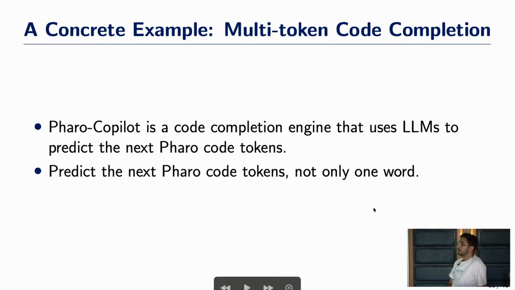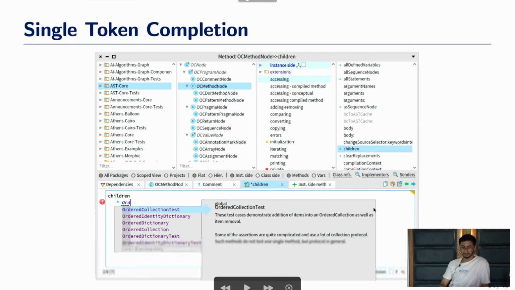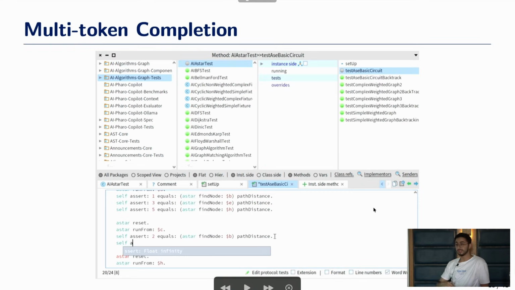For that, I have a use case: Pharo Copilot. It's a completion engine based on LLM, so it will fetch your context and complete at the cursor level. What does it mean? It means that now in Pharo, it completes one single token. If you type, for example, here ORD, it will complete one single token. But what if we can go beyond that?